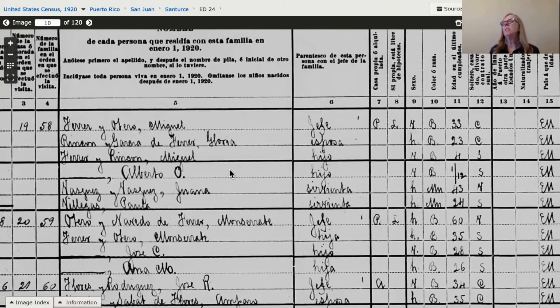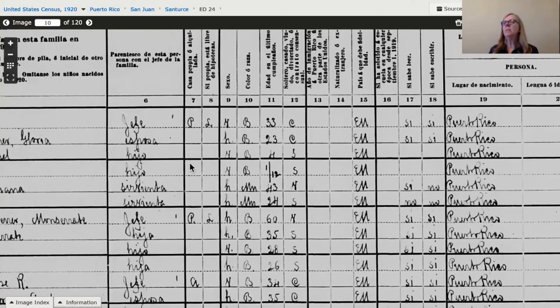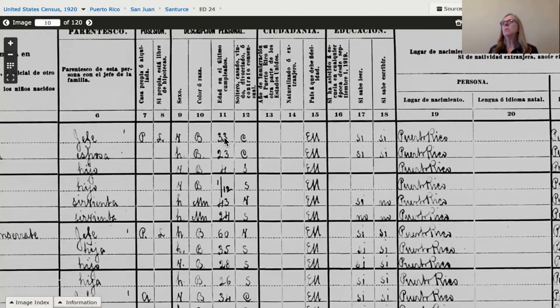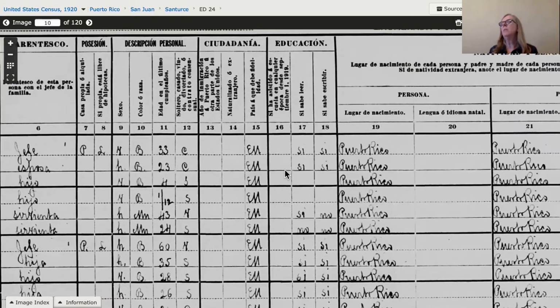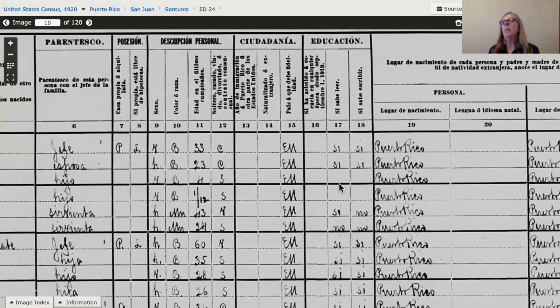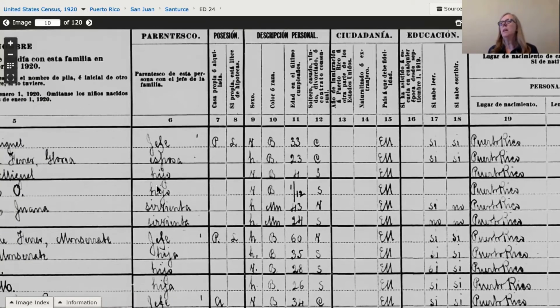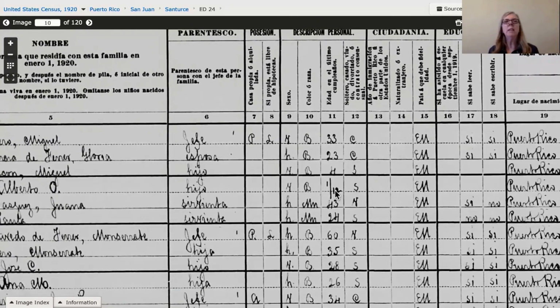And again, we have much the same information over here in the columns. We have sex and race, and we also have their age and marital status. And then again, we have information about their citizenship and their education. And then we have those three columns identifying their birthplace and the birthplace of their parents. Now let's go back here and look at Alberto for a minute, because there's something here I want to point out. This is his line right here, and it says that his age is 1/12, so meaning he's a month old.